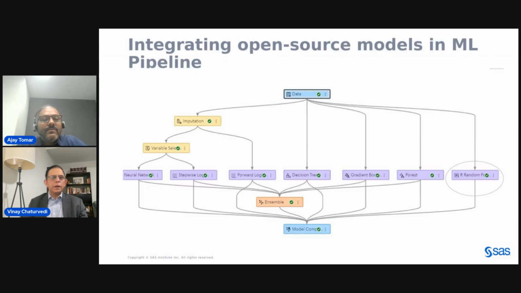So, look, I am personally a big fan of open source technology, and I have dabbled a lot in open source technologies.